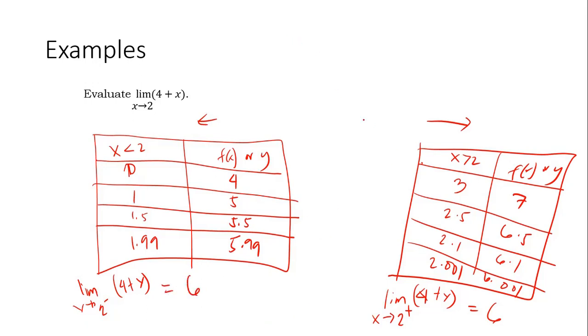Therefore, we have the limit of 4 plus x as x approaches 2 is equal to 6. So that is your solution, okay? In your assessment test 1.